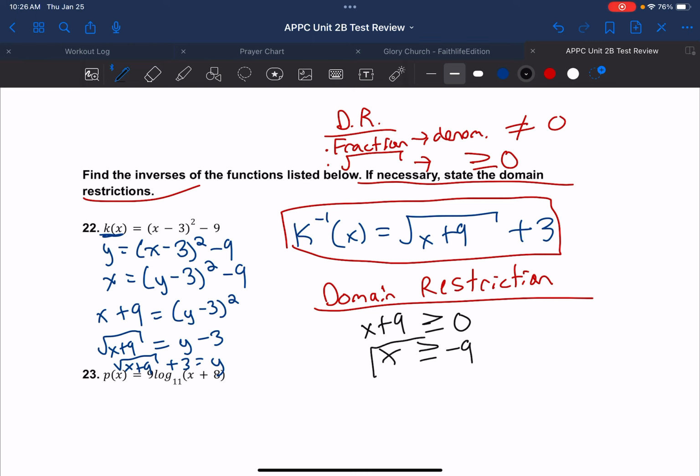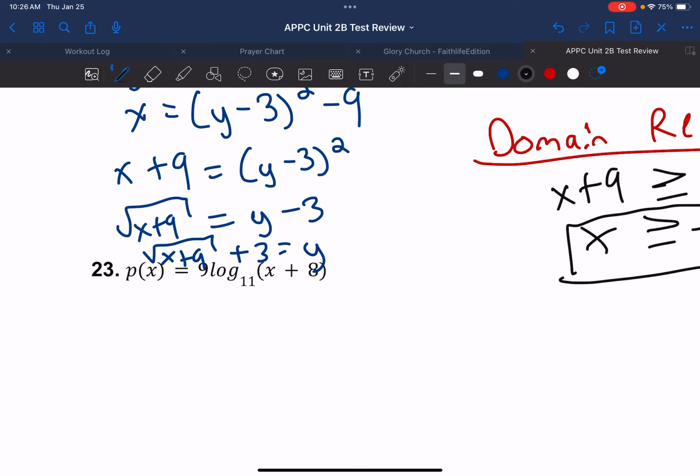I would take this right here. And if you wanted to write it in interval notation, you could also say negative 9 to infinity. Either way, I'll take both. Okay, now let me erase this here.